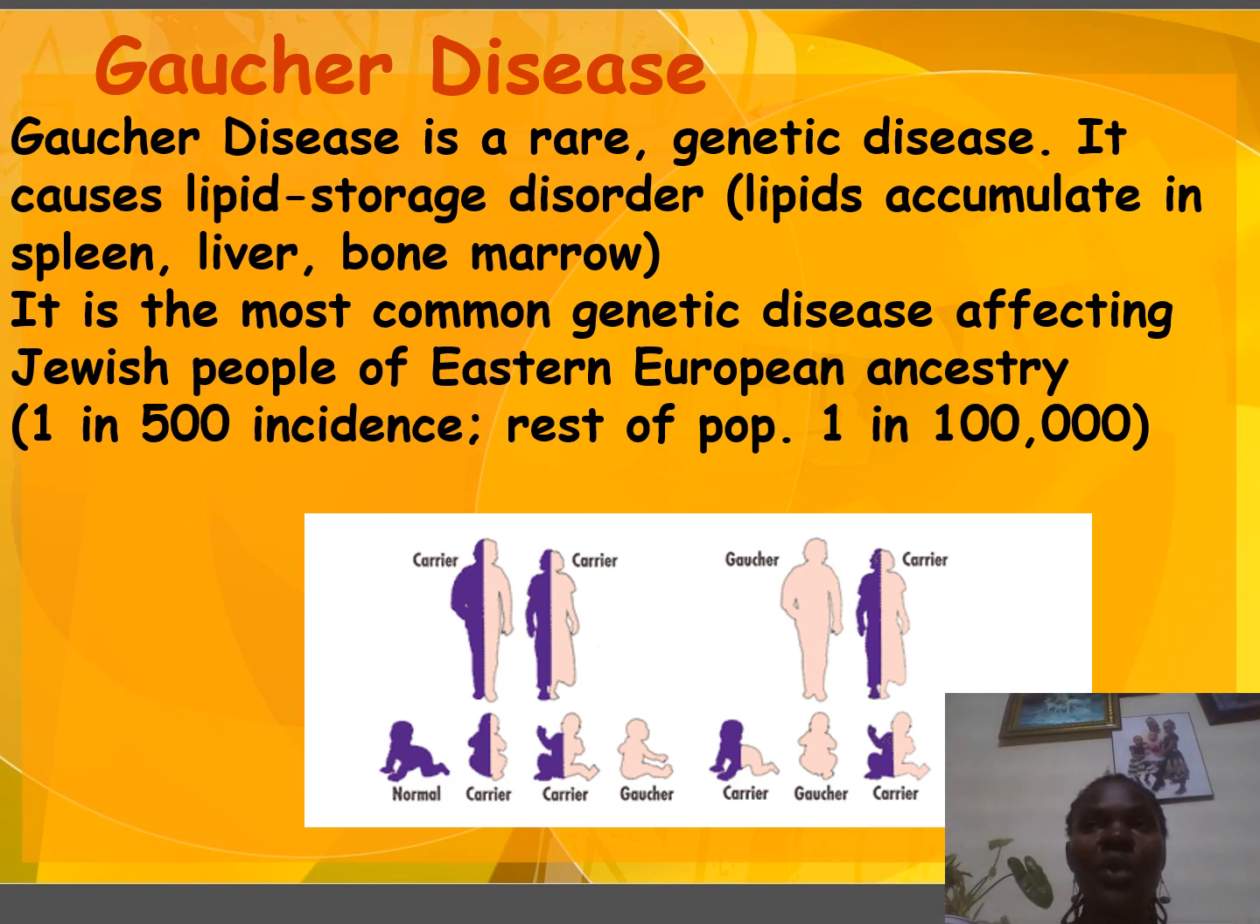Only the ones which have the homozygous recessive alleles, small g, will show the disease. So still we are talking about a probability of 1 out of 4 being affected.